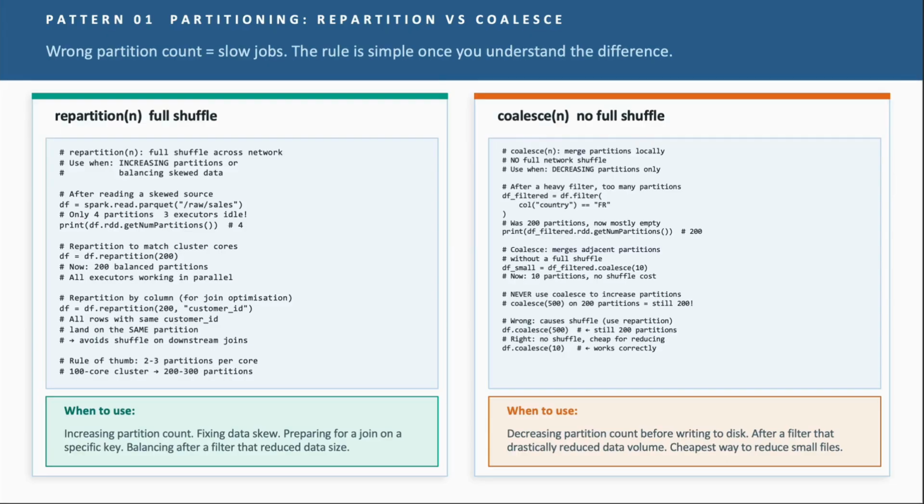And a critical mistake to avoid: never call coalesce to increase partitions. Coalesce 500 on a 200 partition DataFrame gives you 200 partitions. If you need more, use repartition.